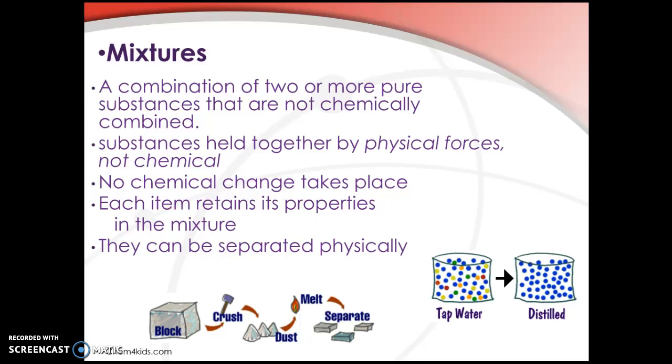It doesn't even need to be an element or a compound. It could be another mixture that you're mixing with another mixture. So we talked about solutions, and solutions are mixtures. They're what we call homogeneous mixtures, meaning you can't tell the difference. And then you also have heterogeneous mixtures, which we also talked about, would be like beach sand, where you can see the shells, you can see the seaweed, all that kind of stuff.